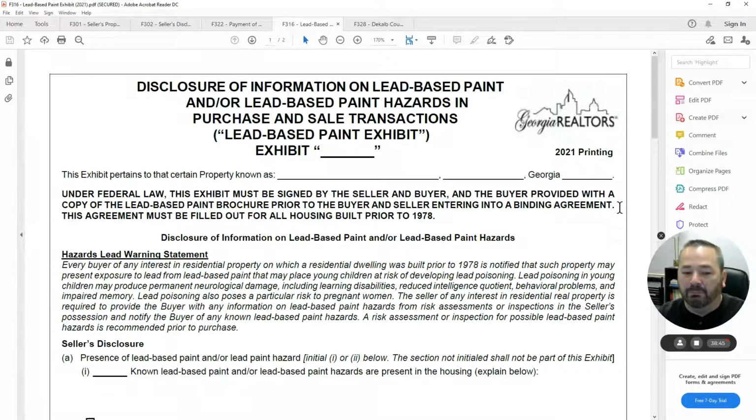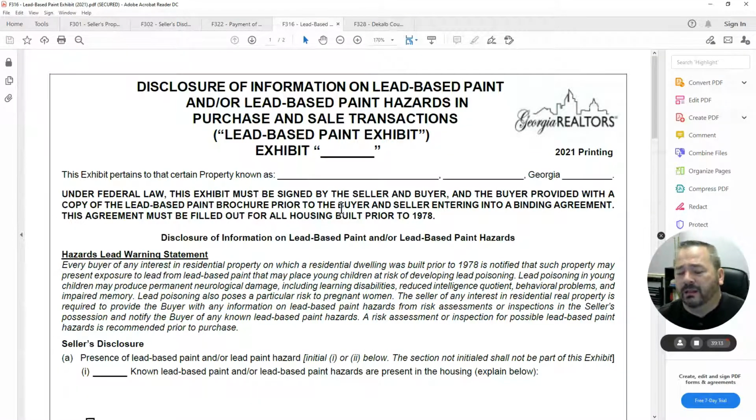We can't both sign the agreement and have a contract without this form if that house was built before 1978. And so if you get any pushback, if you get any questions, make sure you bring them right to this form and point out to them the first 2 lines of this so they understand we have to have this before we can go binding, before we can have a contract.